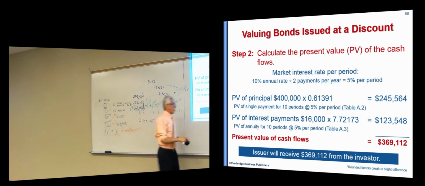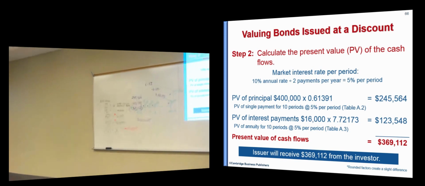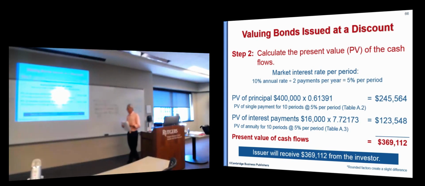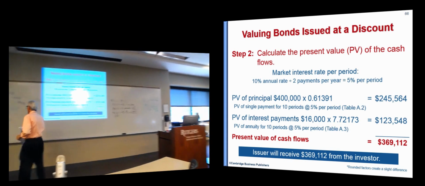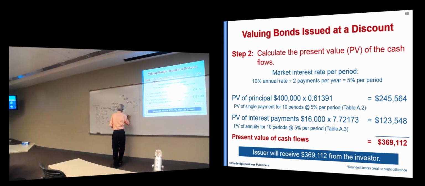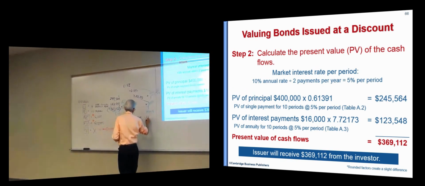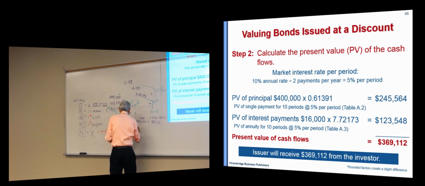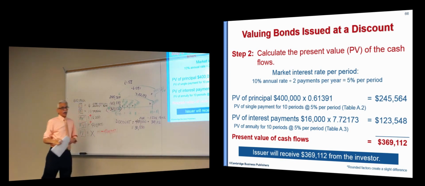The bond sells for a discount. The bond sells for a discount because the product is inferior. I can get 10% in the market. You're only giving me 8%. And the discount is $30,880.